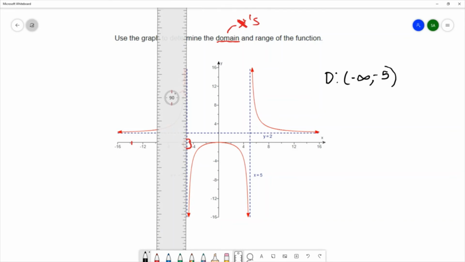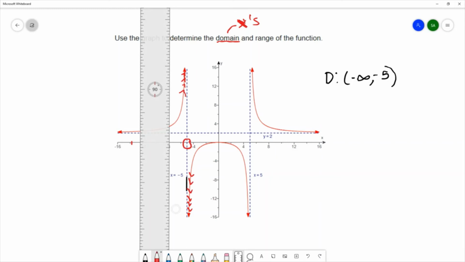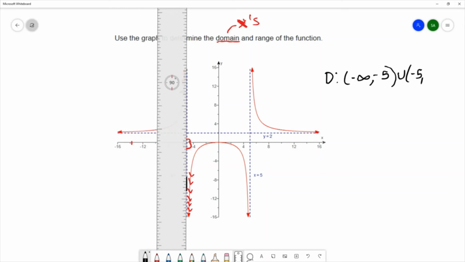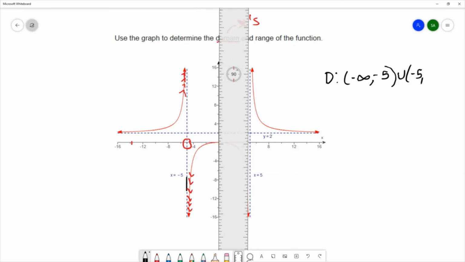Immediately after -5, you can see here at the bottom portion of the graph, the graph picks up right after that -5. So this is a break in the domain, but the break is just one single value, and that's -5. So right after -5, my domain starts again, and we'll continue until I get to this next vertical line.